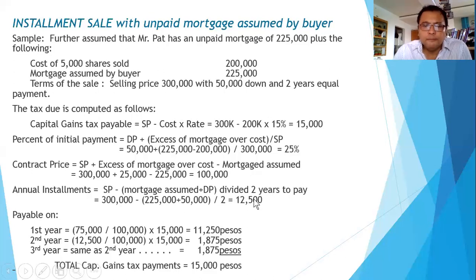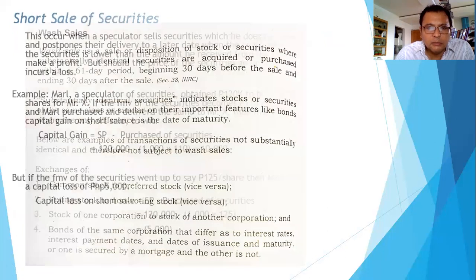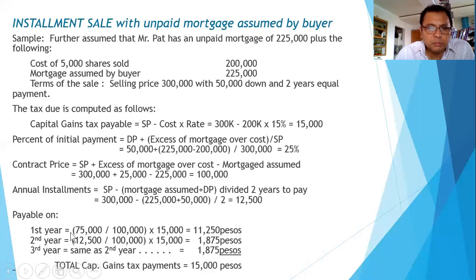So now we compute the payment of the capital gains tax payable. How much should be paid in the first year? So the first year we just prorate, no? So we get 75,000 divided by 100,000 pesos times 15,000 pesos. Okay, so that gives us 11,250 pesos. So the first year total payment made is 75,000 pesos.